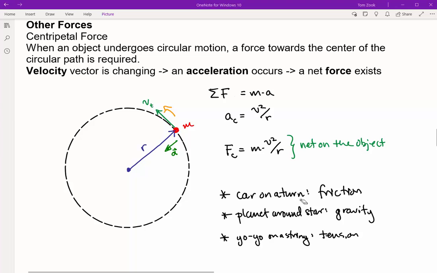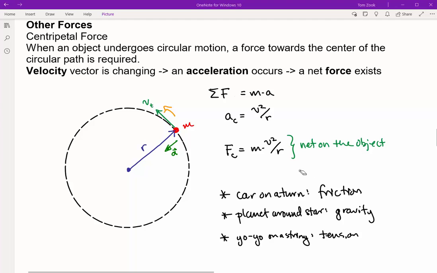That net force can come from a car going around a curve, where friction is providing it. It can be a planet going around a star, which we approximate as circular, and then the gravitational force is doing it. It could be a yo-yo being swung around on a string, and then tension is providing the net force which causes it to go in a circle. So it is the centripetal force. So that's a quick overview of the idea.